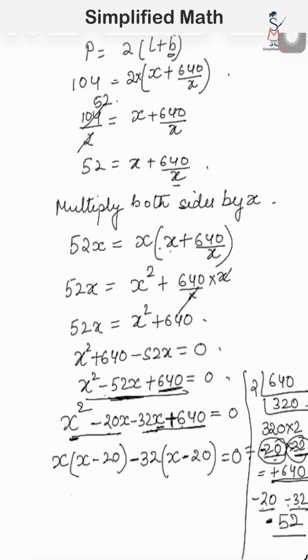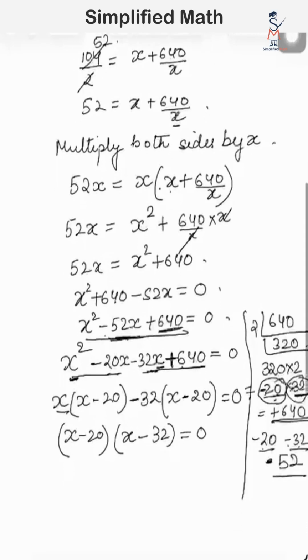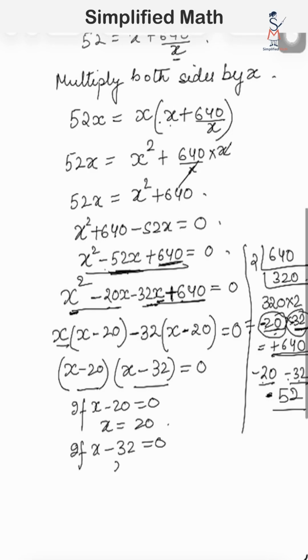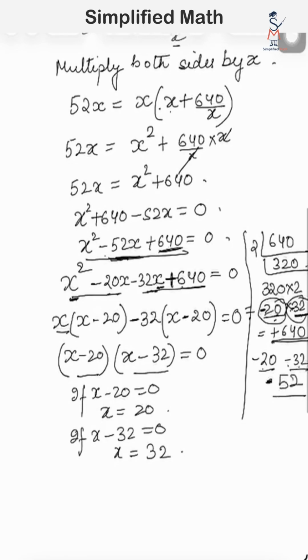Fine. Now x minus 20 is common. And x here is left, minus 32 is equal to 0. Now two terms multiplied together give 0. That means either this is 0 or this is 0. If x minus 20 is 0, then x is 20. And if x minus 32 is 0, then x is 32. Now which length will we take? We will take the longer one, because length is generally taken as the longer one.